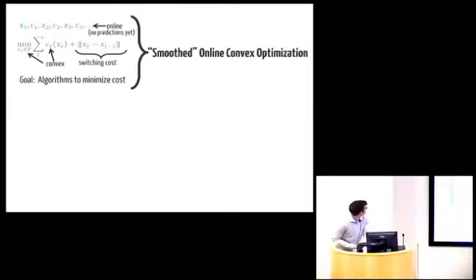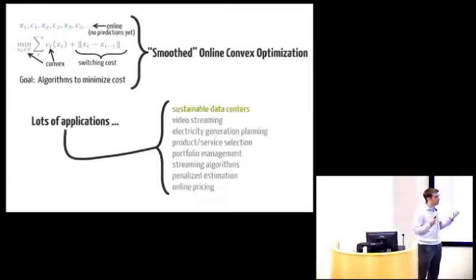Okay, so that's that. And then our goal is to come up with an online algorithm. That's the goal. And if we think about what we want from this online algorithm: we're using this in data centers, but there's lots of other places this applies, of course. In video streaming, there are some people here that have actually applied these algorithms to that. In electricity generation planning, if you're in smart grid, we're doing some work applying it there. And then all the classic learning and OR type places that these things apply.